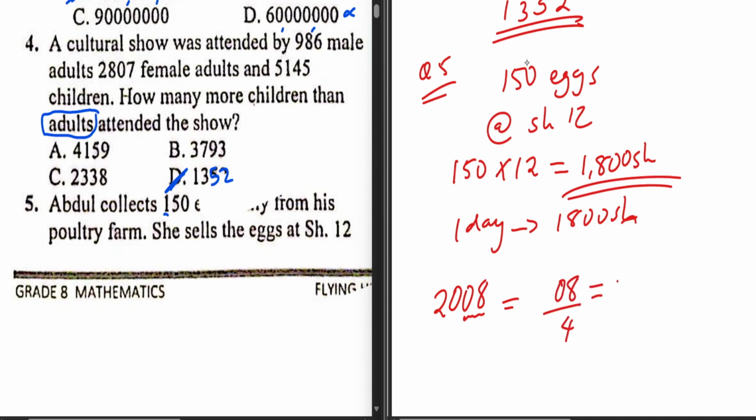Is it divisible by 4? Yes. If you want to confirm, you can take the year 2008 divided by 4. If it doesn't give you a remainder, then most probably it's a leap year. So if I divide by 4 and it doesn't give me any remainder, it's a leap year.